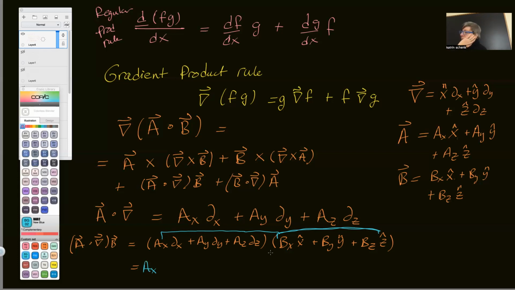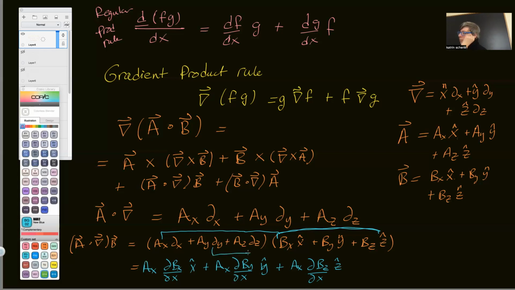Okay. So now this becomes partial BX partial X for that first term. And then plus, I'm still acting my AX on this whole thing. Oh, I'm sorry, I left my X hat out. Times X hat, okay? And then plus AX partial BY partial X times Y hat, right? Plus AX partial BZ partial X times Z hat. And then I would have to go on and do the rest.